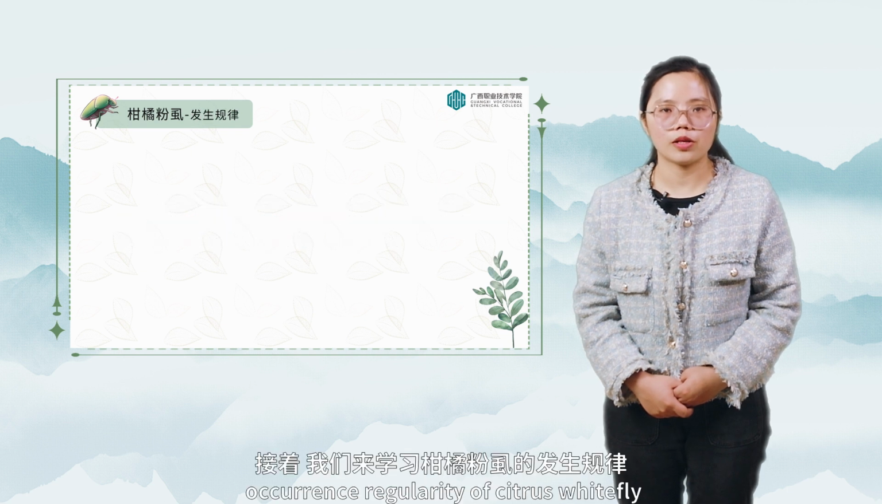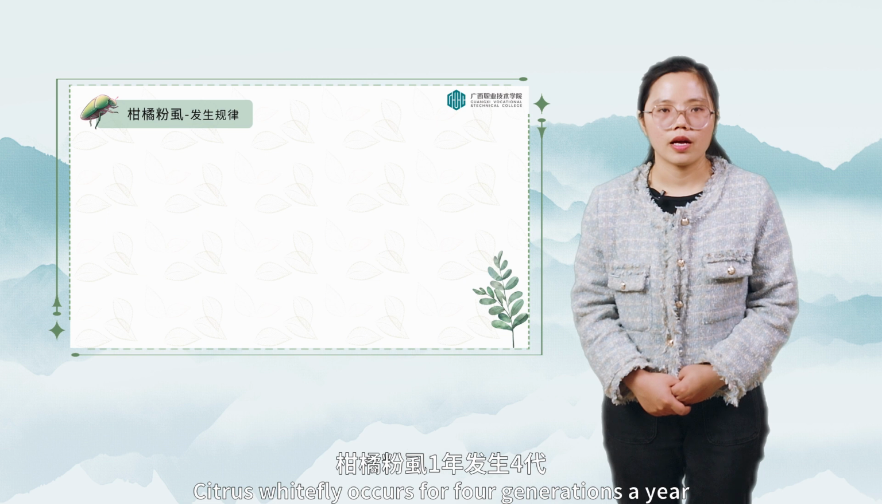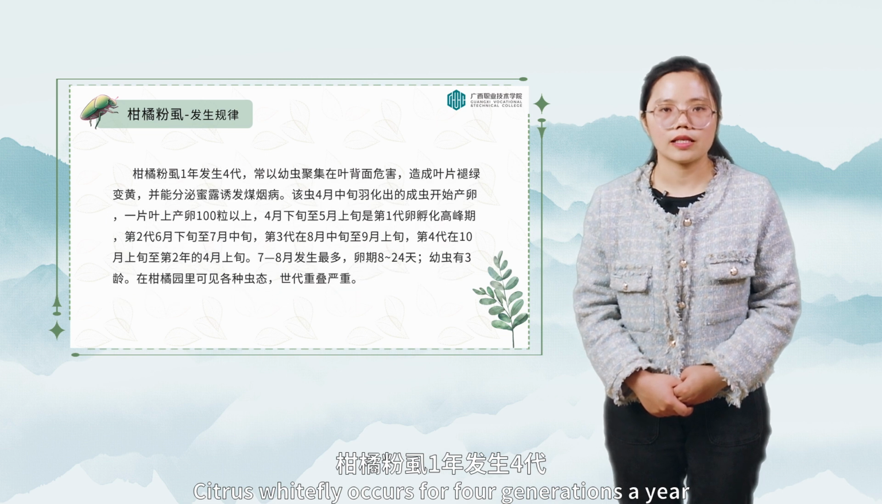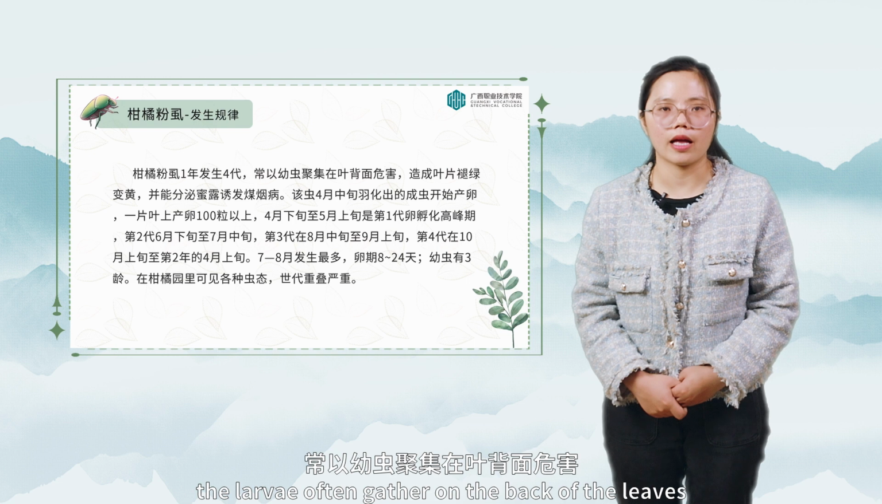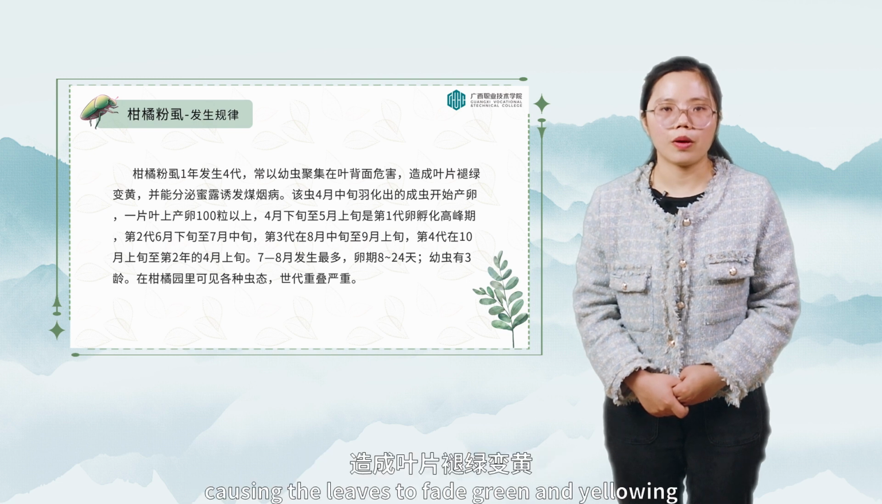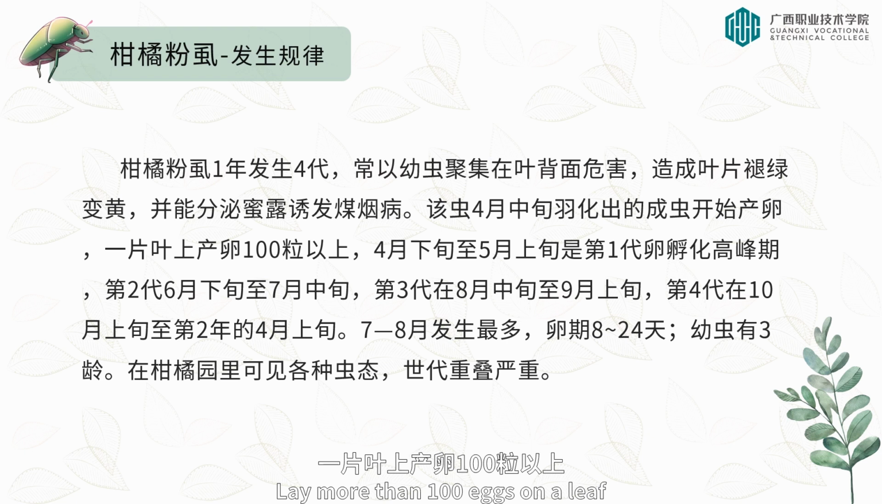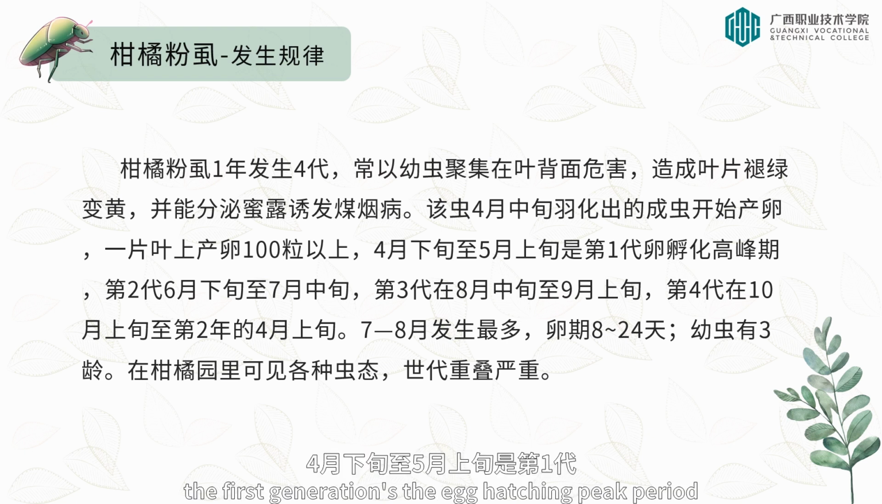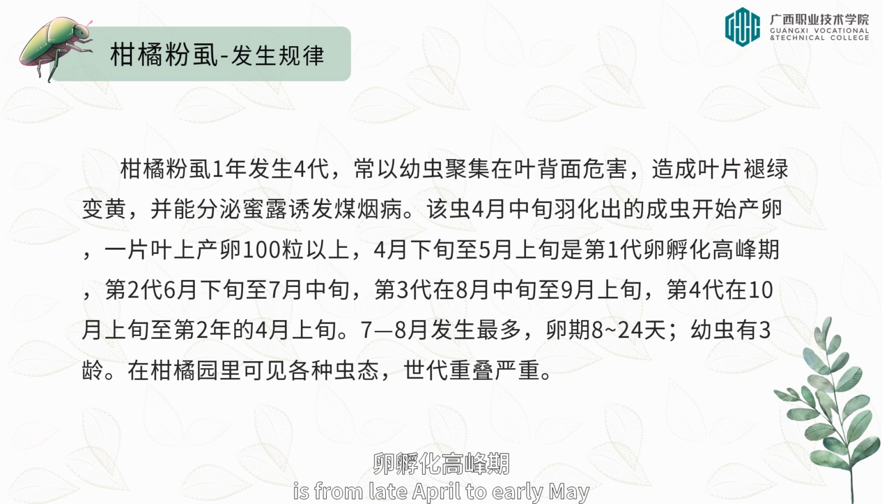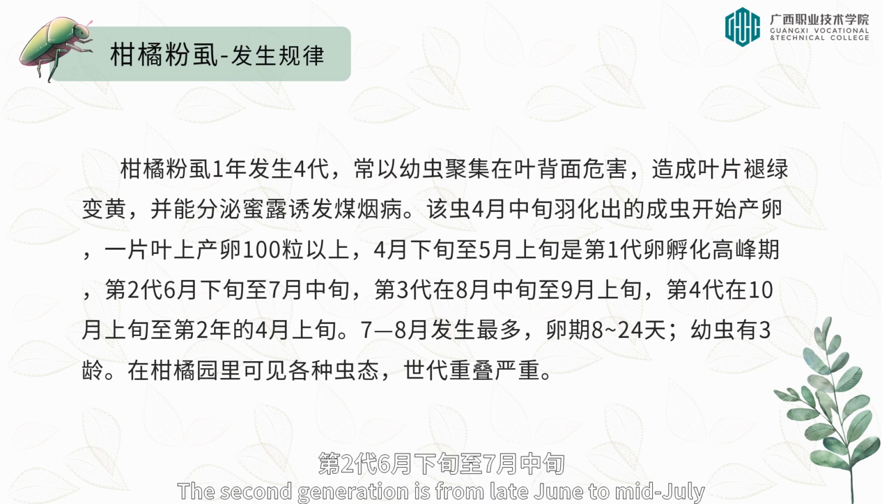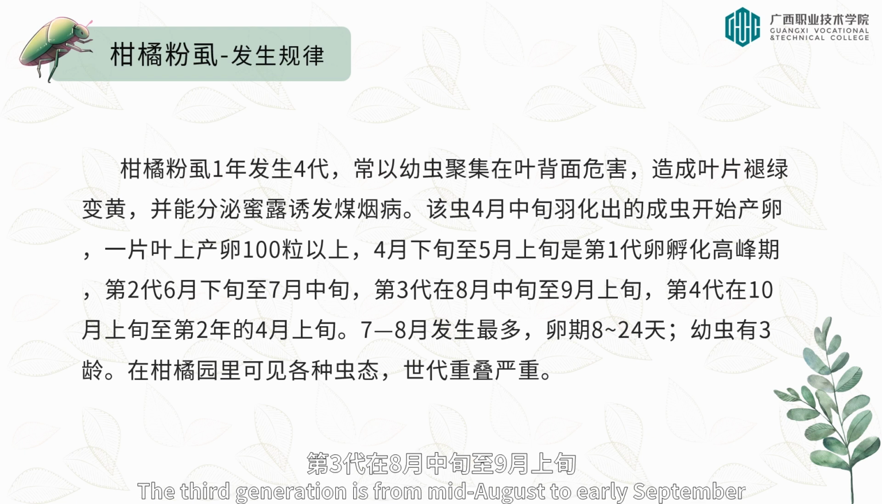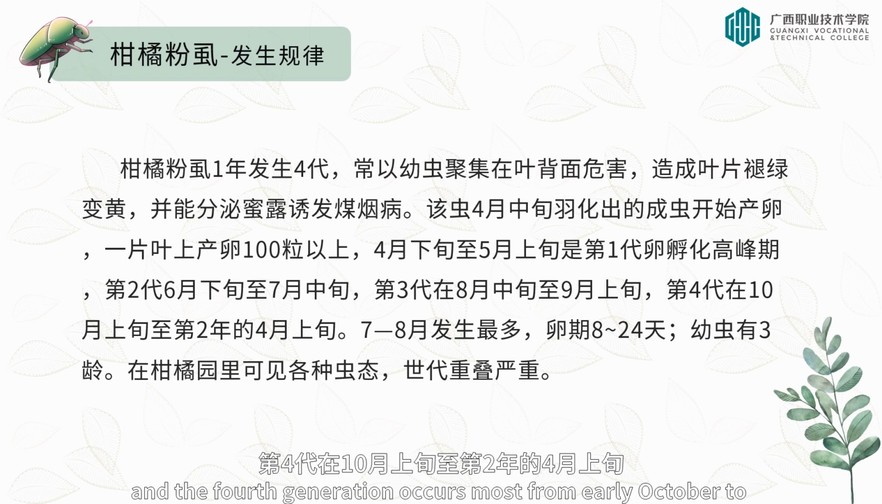Then, let's learn the occurrence regularity of citrus whitefly. Citrus whitefly occurs for 4 generations a year. The larvae often gather on the back of the leaves, causing the leaves to fade green and turn yellow, and secreting honeydew that induces soot. The adults that emerge in mid-April begin to lay eggs, more than 100 eggs on a leaf. The first generation's egg hatching peak period is from late April to early May. The second generation is from late June to mid-July. The third generation is from mid-August to early September, and the fourth generation occurs most from early October to early April of the second year.